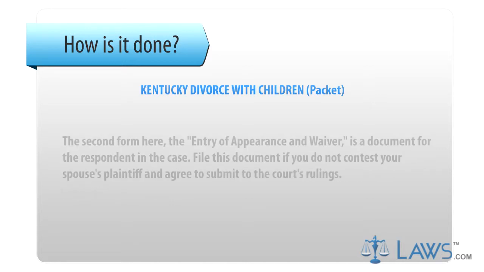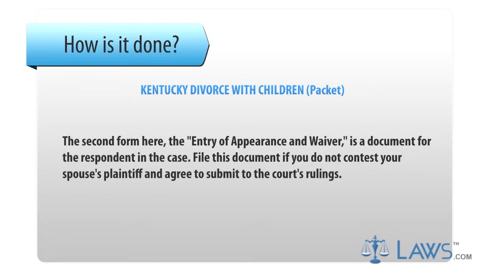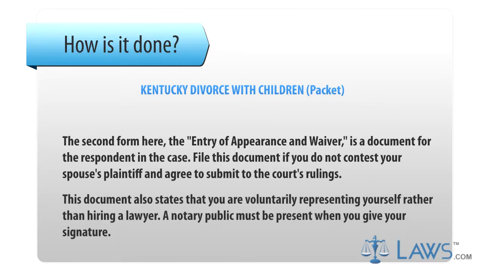Step 2. The second form here, the entry of appearance and waiver, is a document for the respondent in the case. File this document if you do not contest your spouse's petition and agree to submit to the court's rulings. This document also states that you are voluntarily representing yourself rather than hiring a lawyer. A notary public must be present when you give your signature.